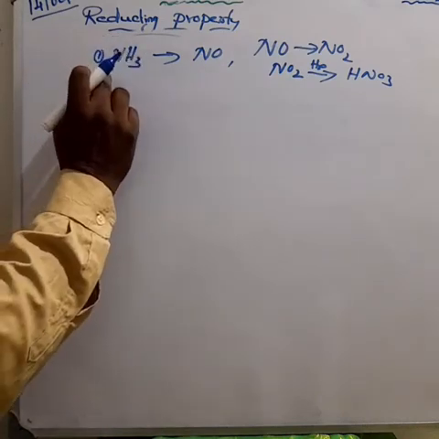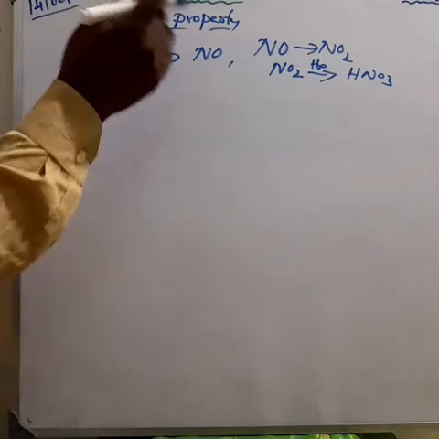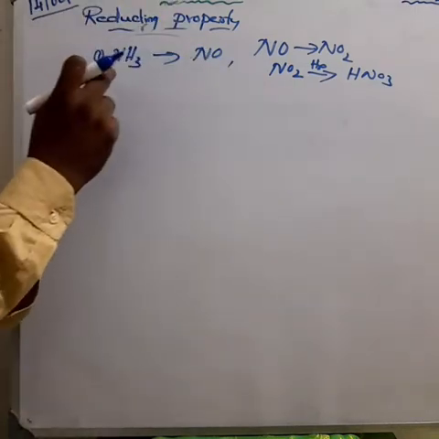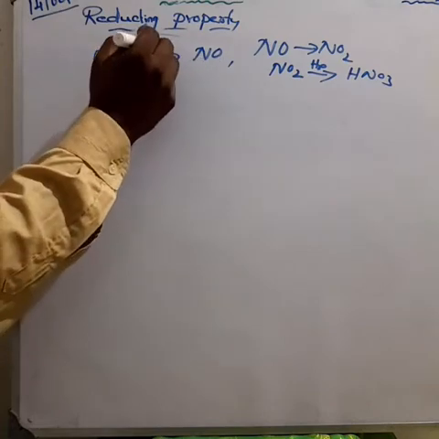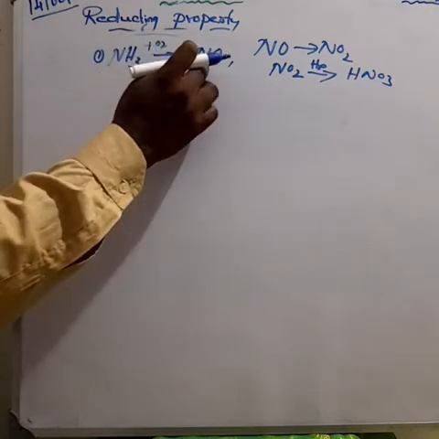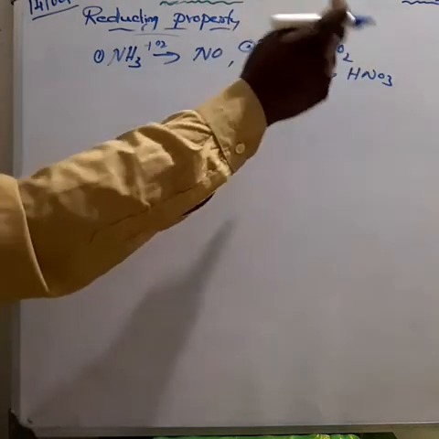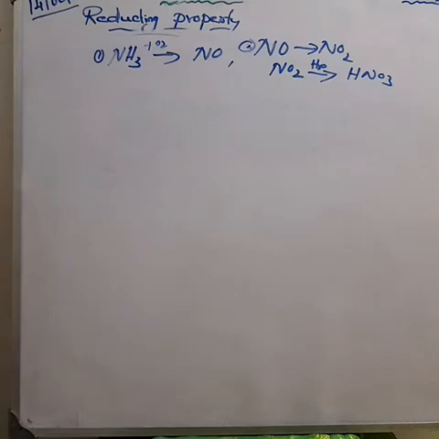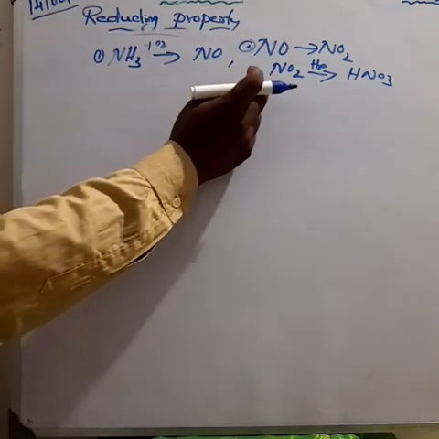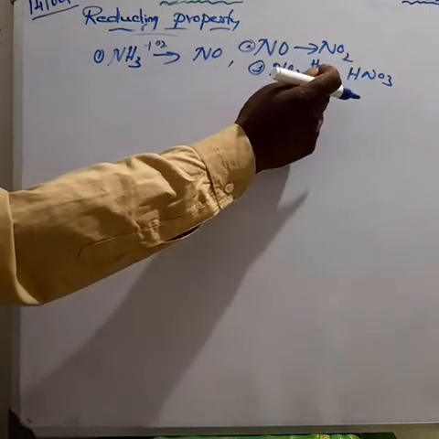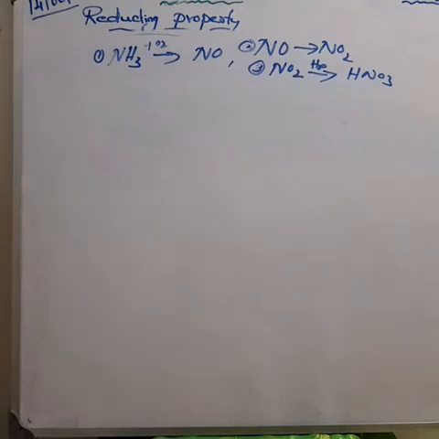What are the 3 steps here? The first step, ammonia reacts with oxygen, we get nitric oxide. Second step, nitric oxide is oxidized to NO2, nitrogen dioxide. The third step, nitrogen dioxide reacts with water, we get nitric acid.